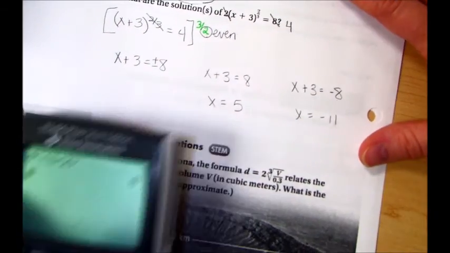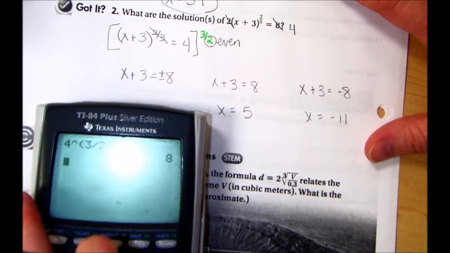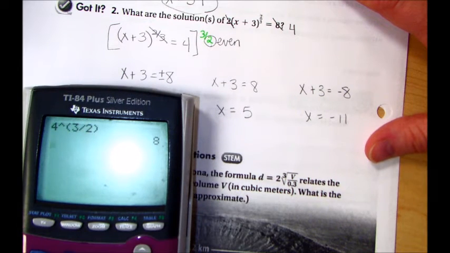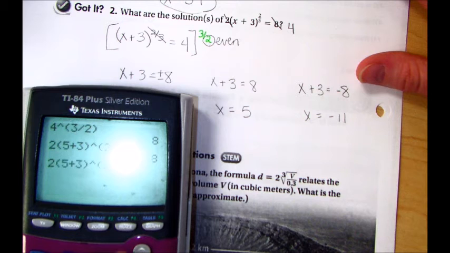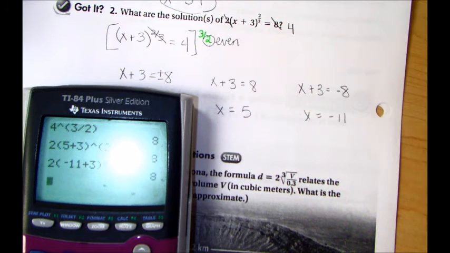When you have 2 answers like this, and really anytime you have any answers, you should check them with the original. So I'm going to check with 2 parentheses x plus 3. So 5 plus 3 to the, what was the power up there? 2/3 power. I got 8, which was good because that's what it equaled originally. And now I'm going to replace x with that negative 11. Double check it with the original problem. I get 8 again, so I know that I did it right.